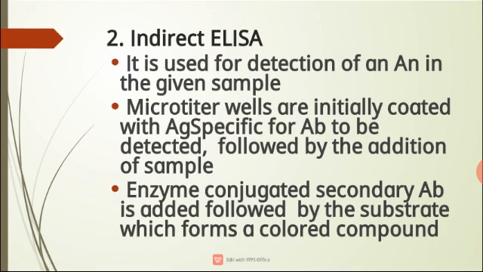Second type, indirect ELISA. It is used for detection of an antibody in the given sample. Microtiter wells are initially coated with the antigen specific for the antibodies to be detected, followed by the addition of the sample. Enzyme-conjugated secondary antibodies are added, followed by the substrate, which forms a color reaction product.